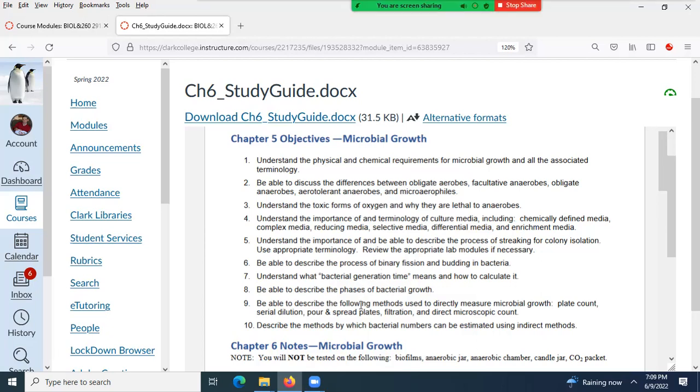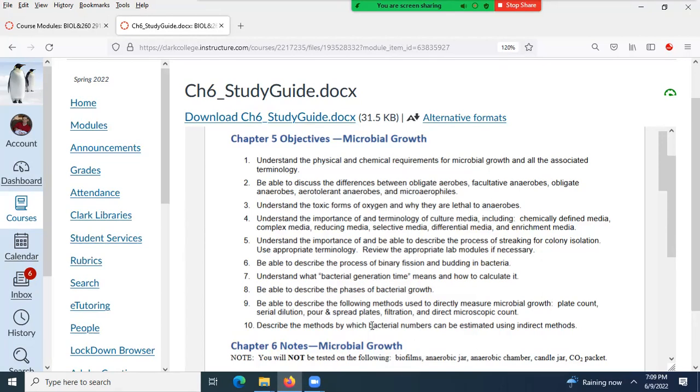Be able to describe the phases of bacterial growth. Initially, we have the lag phase, then we have the exponential phase, then we have the plateau phase or the stationary phase, and then we have the death or decline phase.